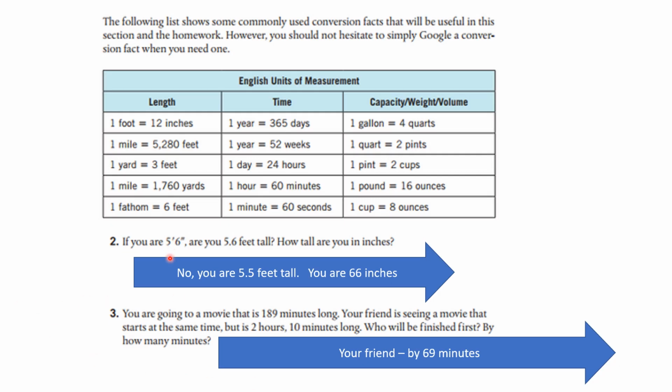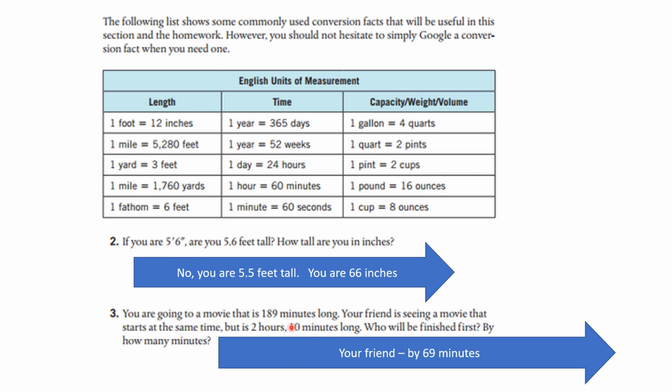Well, you see there are 12 inches in a foot, so 5 feet 6 inches is not 5.6. You are 5.5 feet tall. And if you wanted to change this to inches, 5 feet is 5 times 12 is 60, and you add 6, so you're 66 inches tall.